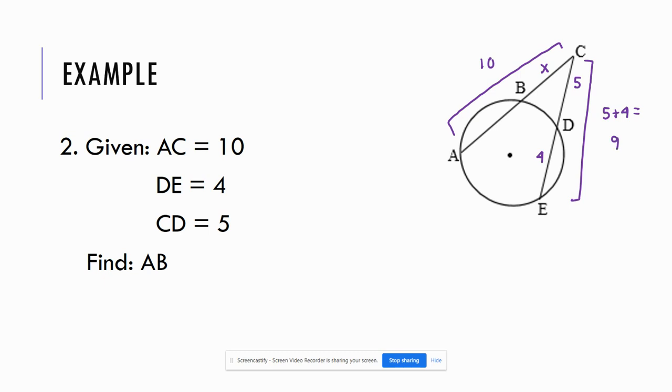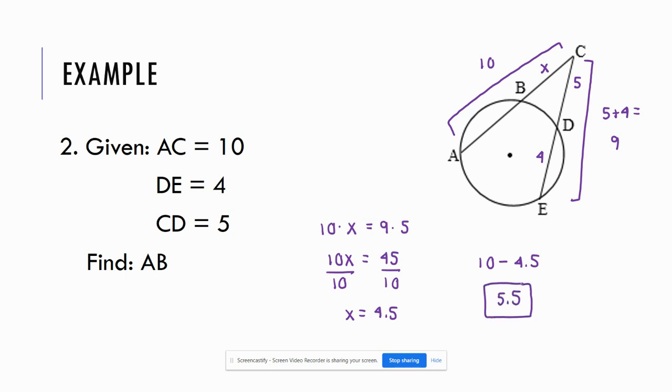So my setup for this one would be 10 times x, and that's going to equal 9 times 5. So this ends up being 10x equals 45. I'll divide by 10, and I'll get x to be 4.5. But remember, x is representing BC. My goal is to find AB. So 4.5 is not my final answer. To get that internal part, that chord, I'm taking the whole secant, which was 10, and I have to subtract the external part from it. So when we subtract that, we'll get our true answer, which is 5.5.